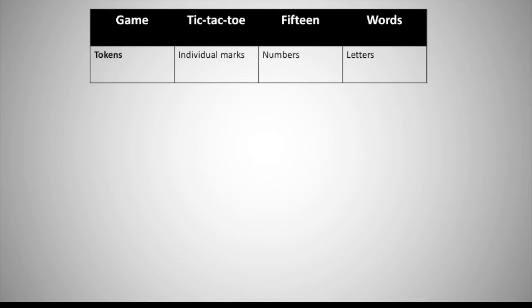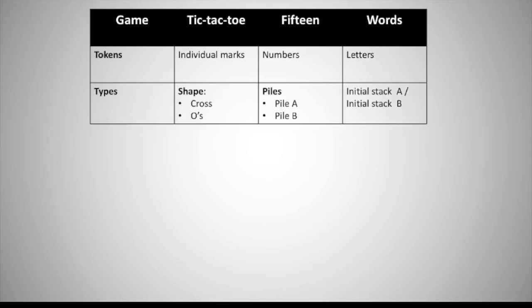In tic-tac-toe, the tokens are individual marks. In 15, the tokens are numbers, whereas in initials are letters in words. Okay, in the types in tic-tac-toe, there are only 2 types, which are cross or X and 0 or O. In 15, the types are the groups in pile A and those in pile B. And in words, you have the initial stack A and the initial stack B.